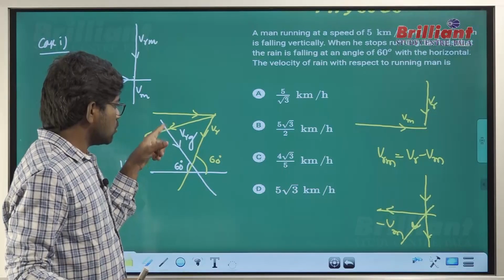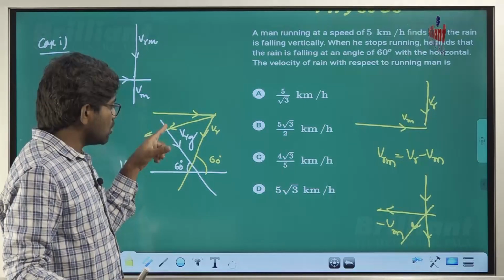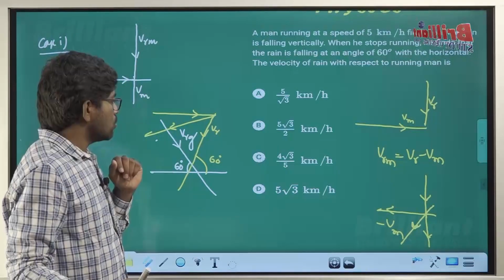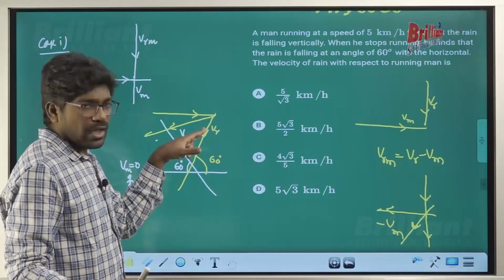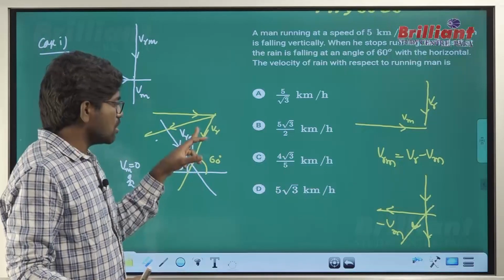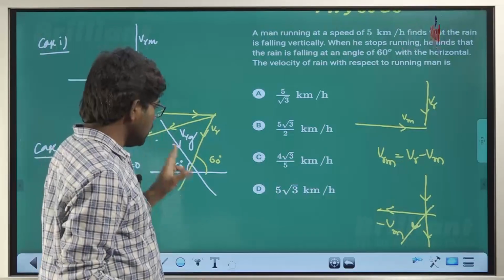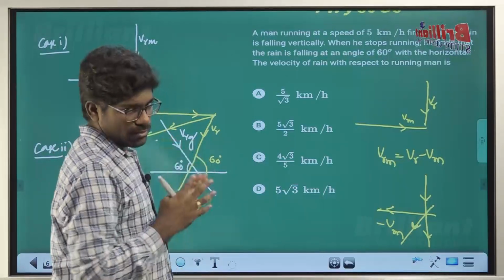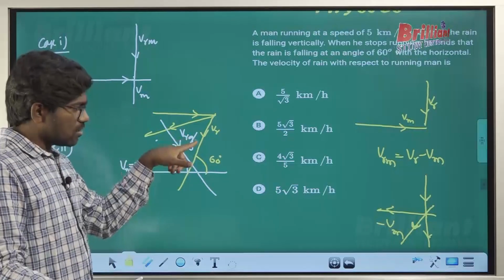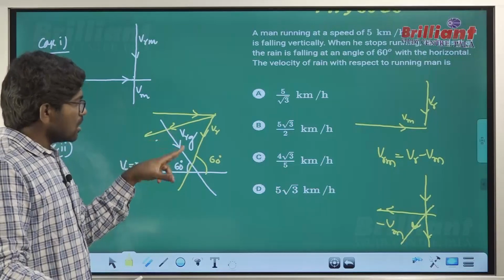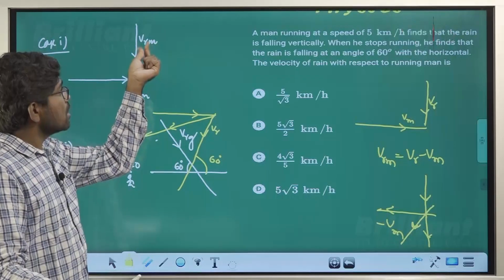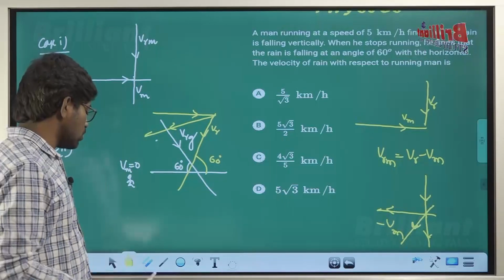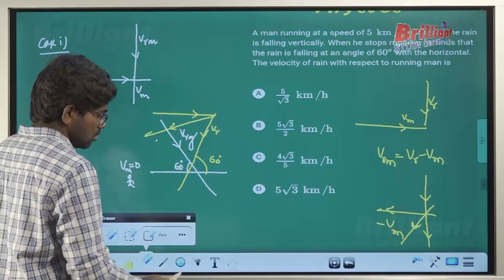But it should not be the case. Our resultant should become vertical when the man is running. So that's why this case will be eliminated. It should be like this. Just take both cases and check when you will get the velocity of rain with respect to man like this, vertical. That's how you have to look into this.